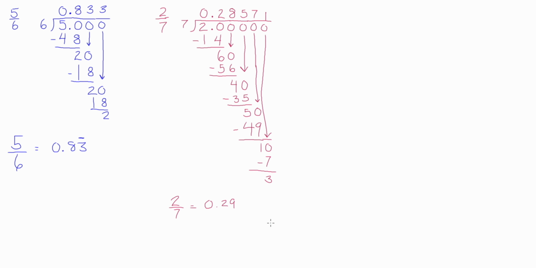You might be wondering, what happens if you have an improper or a mixed fraction that you need to convert into a decimal number? Let's take a look. Let's start with an improper fraction. Let's say we have an improper fraction 9/4. Let's convert this into a decimal number.